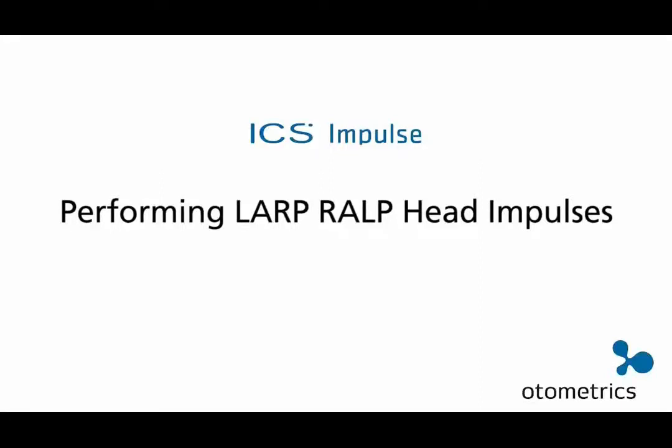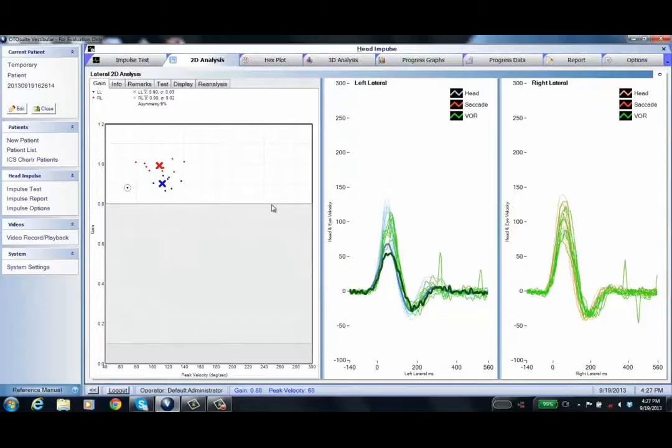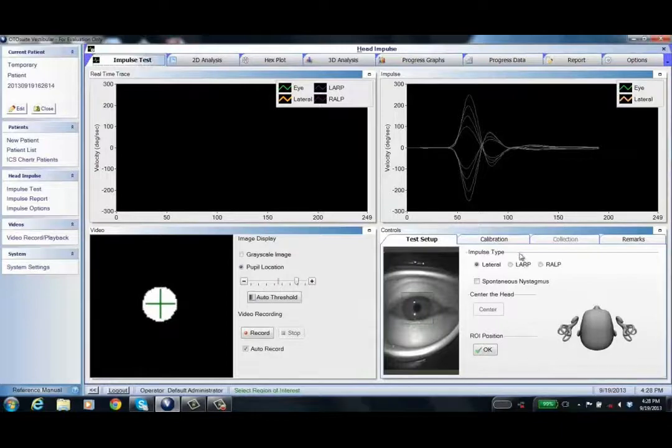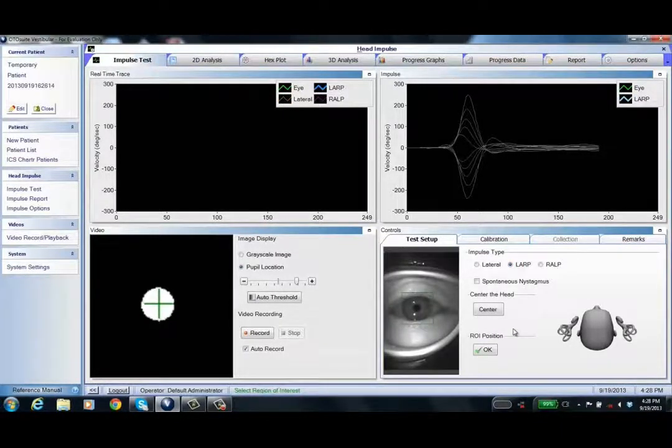So we just finished doing lateral head impulse, and now we want to do the vertical canals, the anterior and posterior canals. So now we're going to start with LARP, that's left anterior, right posterior. So you select LARP, and the first thing you need to do is center the head.